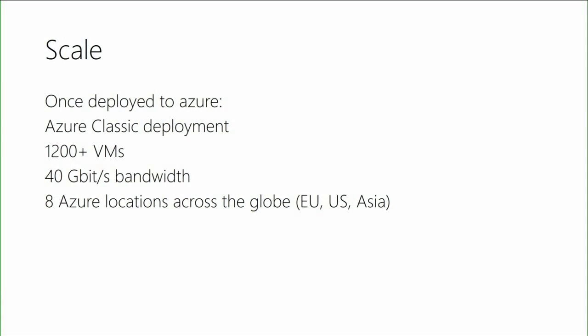Once we were done with this project, to give you some sense of scale, we had around 1.2K VMs running on Linux in 8 different Azure regions, and we were doing around 40 gigabits per second of traffic.